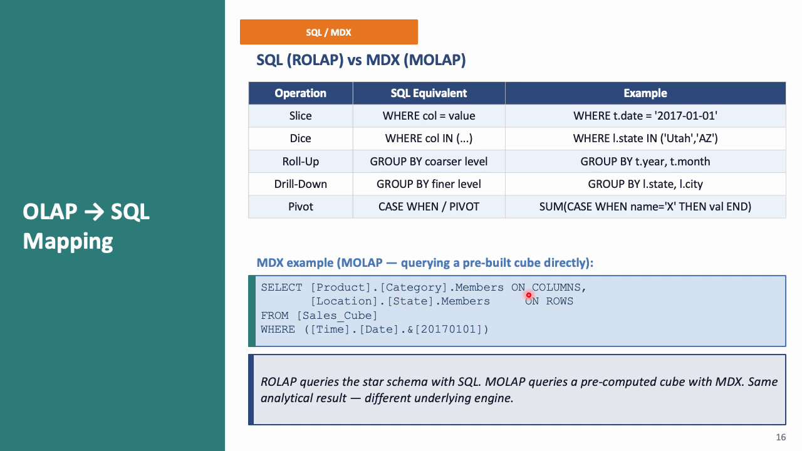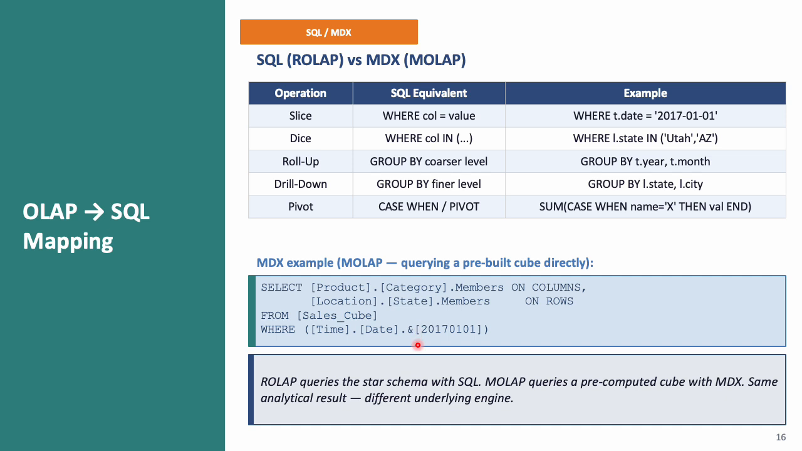Here, all members of the product category level are placed as columns. On rows, similarly, all members of the location state level are placed as rows. This defines the two visible dimensions of the result. The from clause: instead of naming a relational table, we name the cube itself. The cube already knows about all its dimensions and their hierarchies.